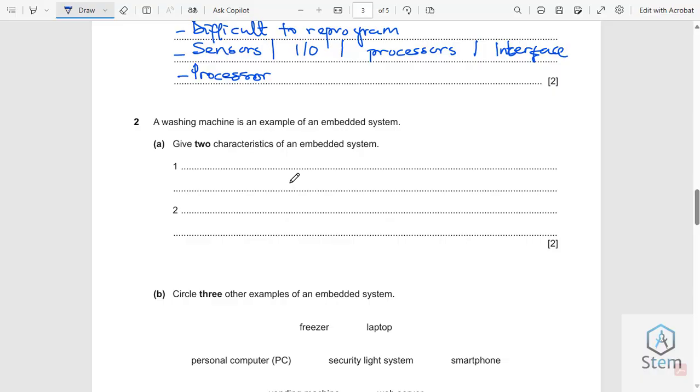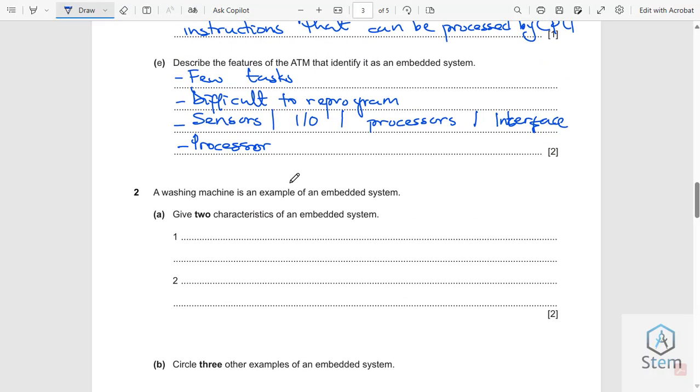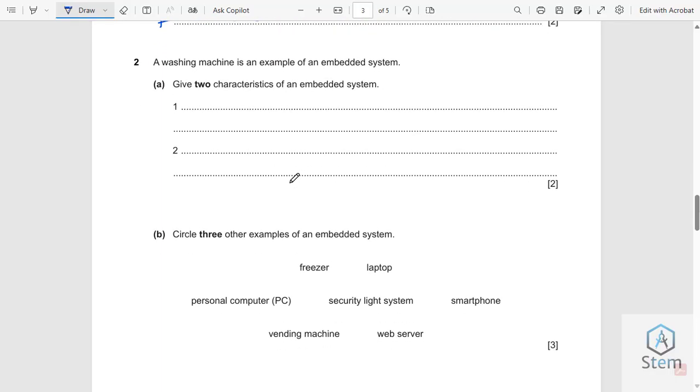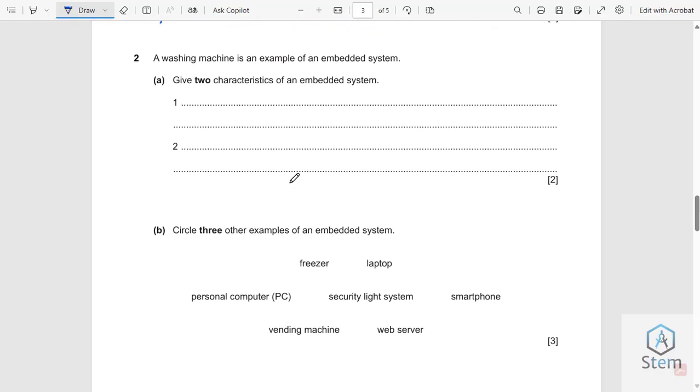Next question also asks about characteristics of embedded systems, and we find that we can list all these features. These are characteristics of embedded systems. And we can add more. Embedded systems are capable of real-time feedback or real-time calculations. So that's another feature.